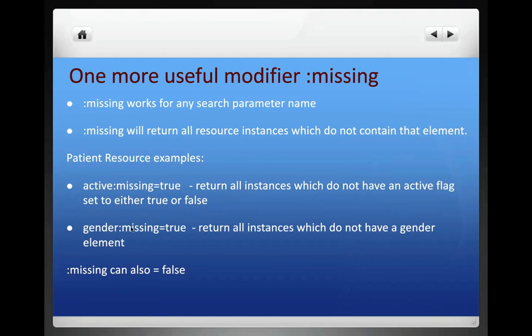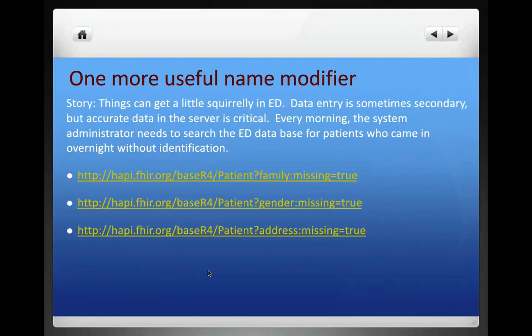Same as gender. If gender is missing, so gender missing equals true, return all the instances which do not have a gender element. Just so that you know, gender missing can also equal false, or just missing can also equal false.